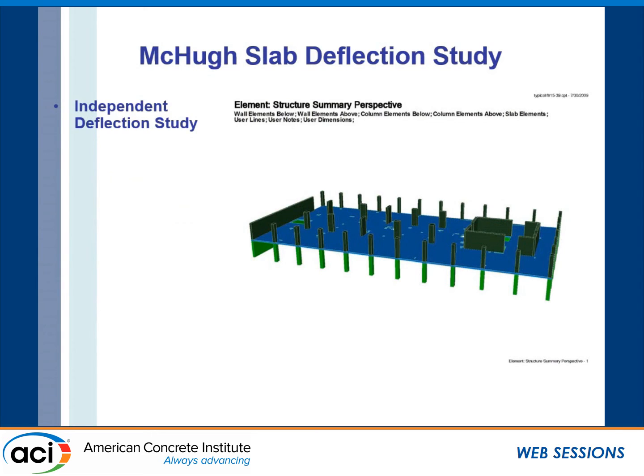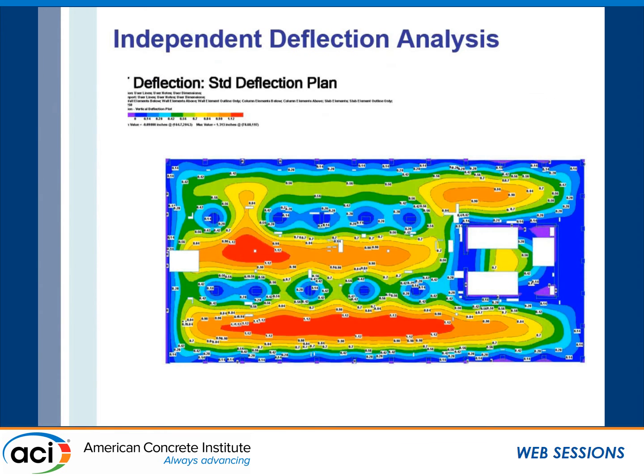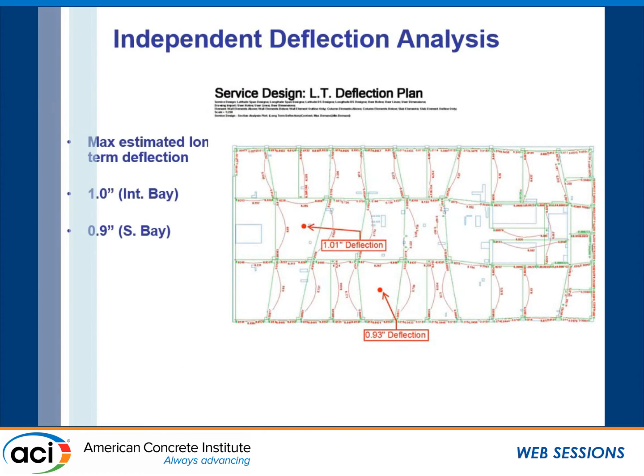Using a commercially available software package, we modeled our slab and created our own independent slab deflection analysis. Here's a contour map, and we're getting a bit more deflection: approximately 1 inch on the interior bays and about 0.9 of an inch on the south bay. So again, as stated earlier by other speakers this morning, this analysis and the engineer of record's analysis are both correct.